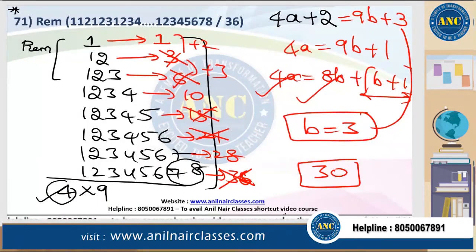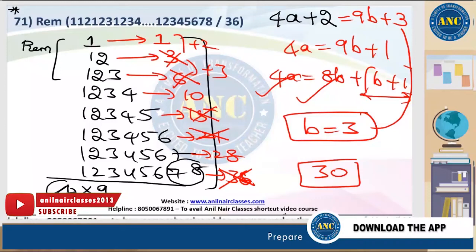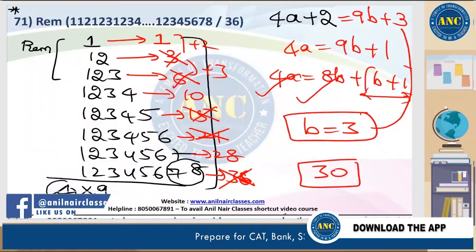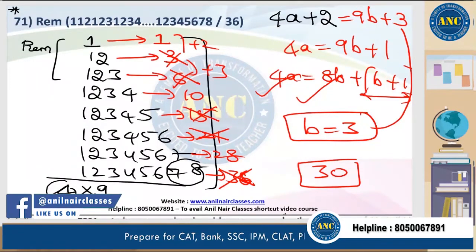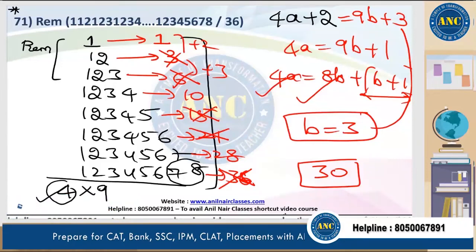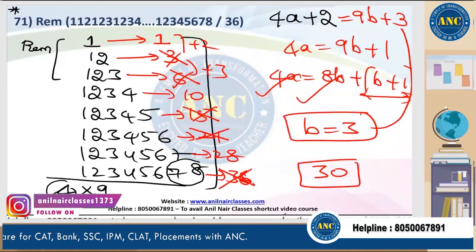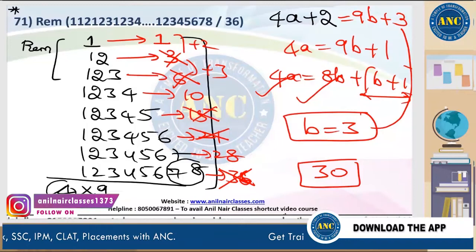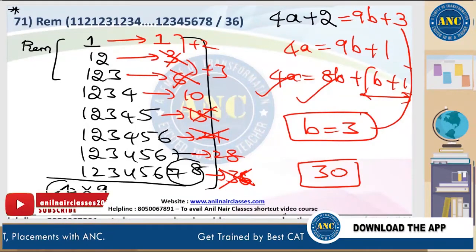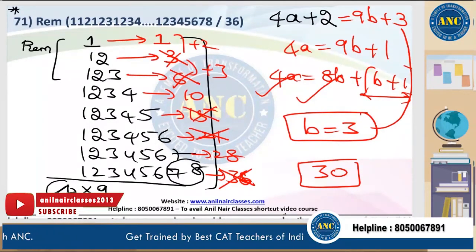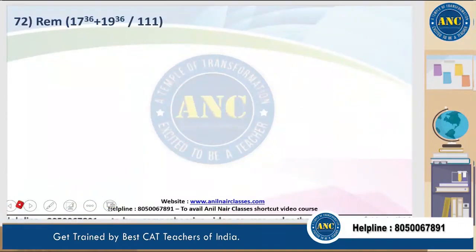36 is 3 plus 6, 9 out. 21 plus 15, 36 out. 6 plus 3, 9 out. 1, it is 1. 10, the digital sum is 1. 28, the digital sum is 1. So total remainder 3. 4a plus 2 is equivalent to 9b plus 3. From there I got the answer 30. 71st question, I hope it is clear.